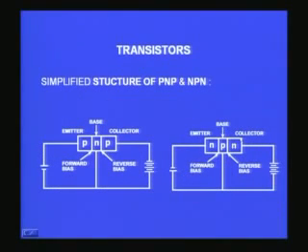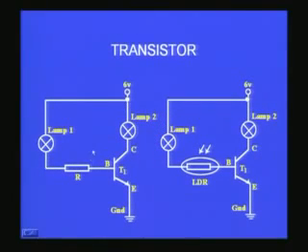So I have shown the two structures of the PNP and NPN once again, where I have shown you the forward biasing and the reverse biasing corresponding to the PNP and the NPN transistor. This we have already seen in detail. Now I want to use this transistor in a slightly different way for understanding the current gain also.